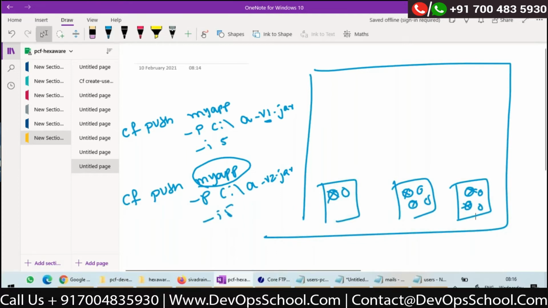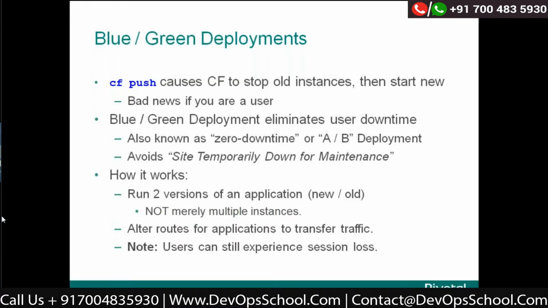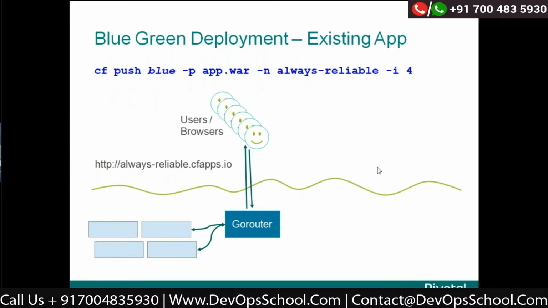How to make sure that there is no downtime? That's what I'm trying to say. So there is a strategy called the blue-green deployment strategy that eliminates user downtime. It's also called the zero downtime strategy or A/B deployment strategy. This allows the site to avoid being temporarily down for maintenance. How it works? Let us see.